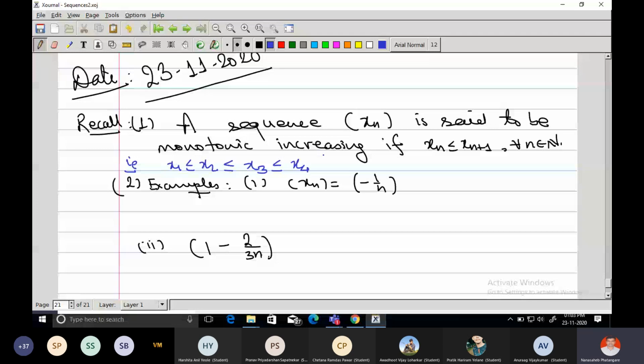So x1 is less than or equal to x2, x2 is less than or equal to x3, and so on. Therefore, you choose any term and you will find that xn is less than or equal to xn plus 1.